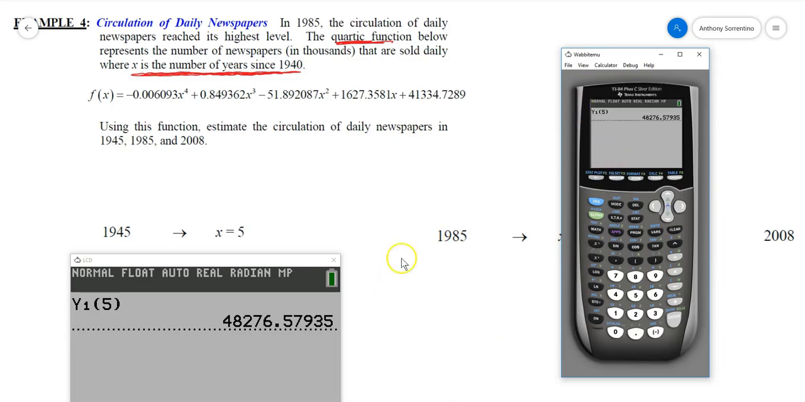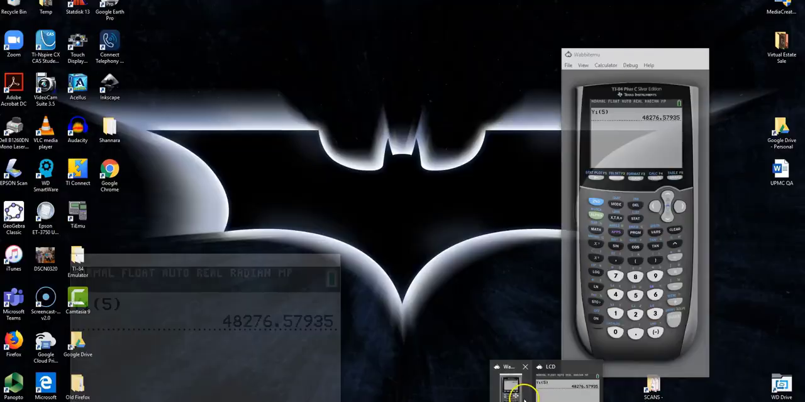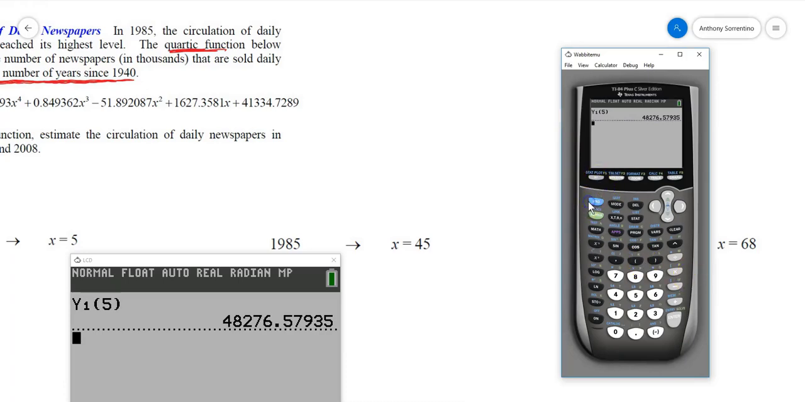For 1985, scooch this over a little bit, bring these guys back up. If I hit second and enter again, it brings back the last thing I entered in, so I don't have to worry about going through the entire menu to get that Y1 back. I just change that to a 45. So in 1985, when x is 45, that readership is 61,897,000 readers for this circulation of this newspaper.